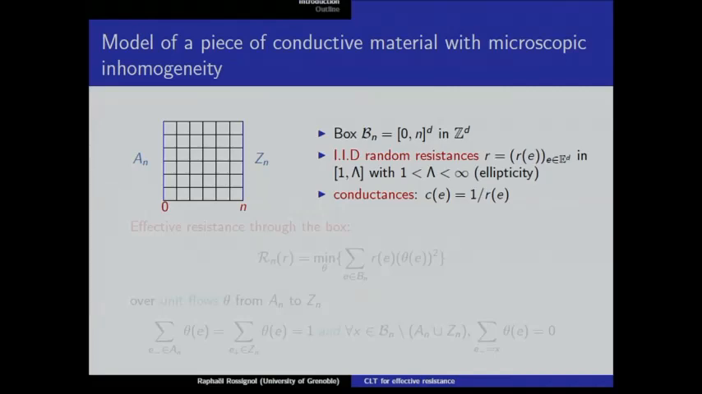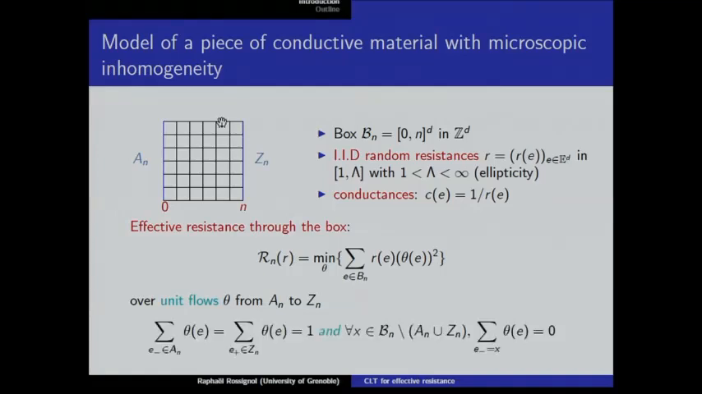And you imagine your piece of material as a large box in Z^d. So let's take {0,...,n}^d. And you wonder what is the effective resistance through the box. That is, what is the effective resistance through two opposite sides, let's say A_n and Z_n here. So the effective resistance can be defined as the minimum of the energy of a flow going from A_n to Z_n over all unit flows from A_n to Z_n.